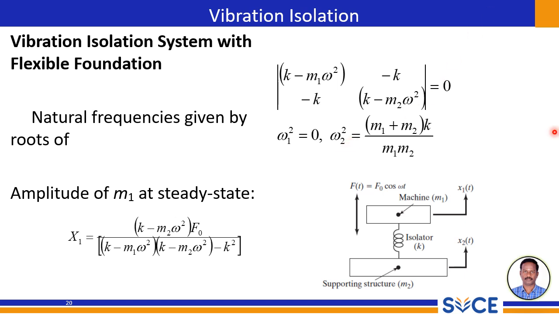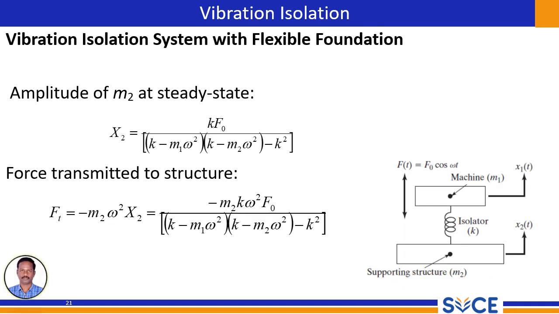Thus, once again, we can solve this equation and find the natural frequencies omega 1 and omega 2. Here omega 2 represents the vibratory mode where the machine and the foundation oscillate relative to each other. This equation allows us to determine the amplitude of the machine vibration at steady state for a given excitation frequency. We can understand how the system responds to different excitation frequencies and how the system parameters affect the amplitude of vibrations.